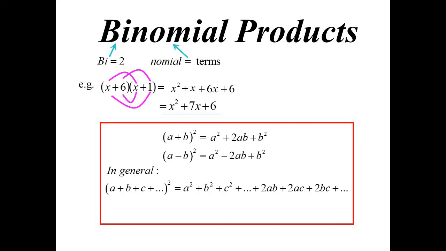In general, did you know that? Doesn't matter how many terms you're squaring, it'll always be each term squared plus twice all the possible combinations of two terms multiplied together. That will always be true. Difference of two squares, a squared minus b squared. So I see x plus 2 all squared. I go, hang on, I've got a pattern for that.